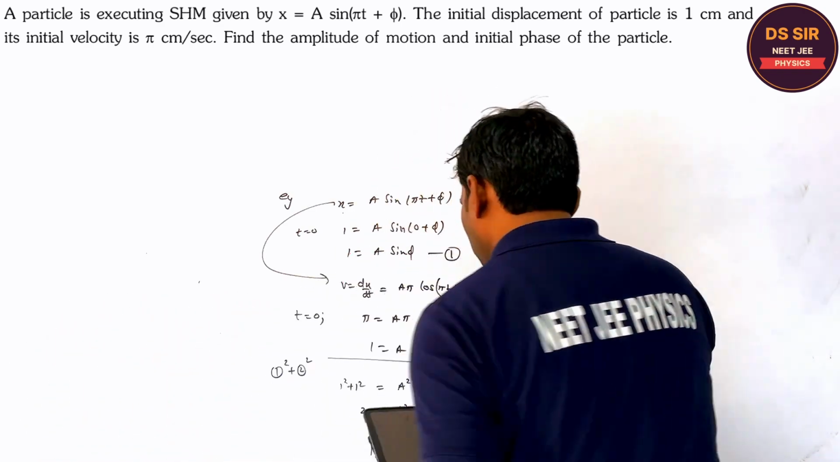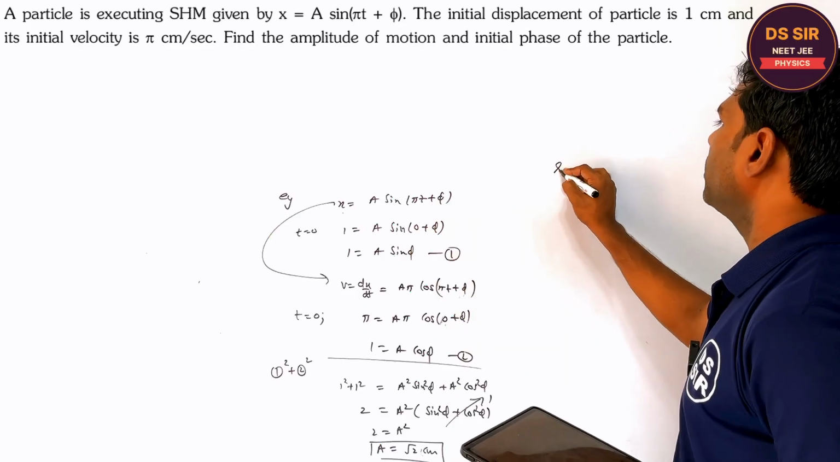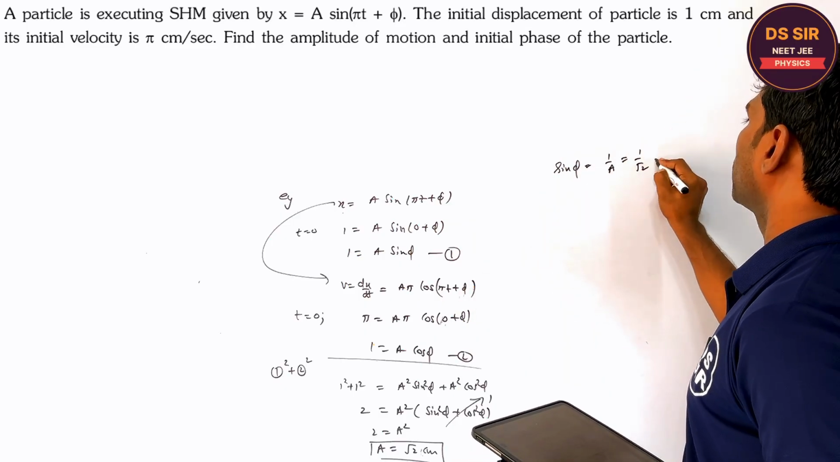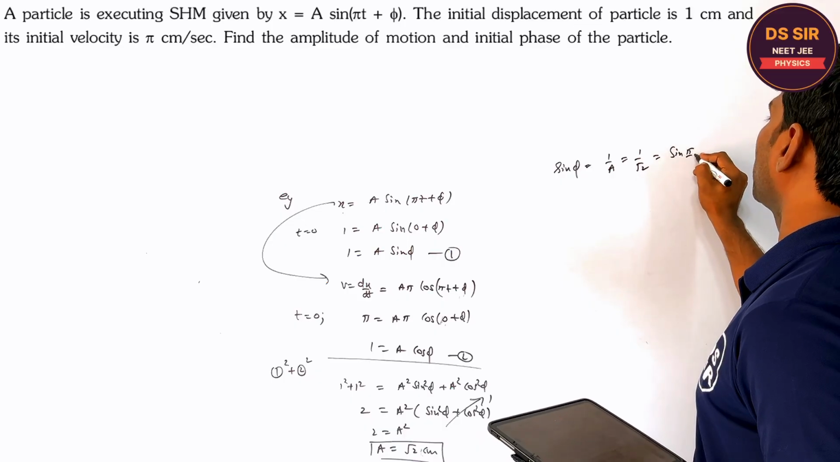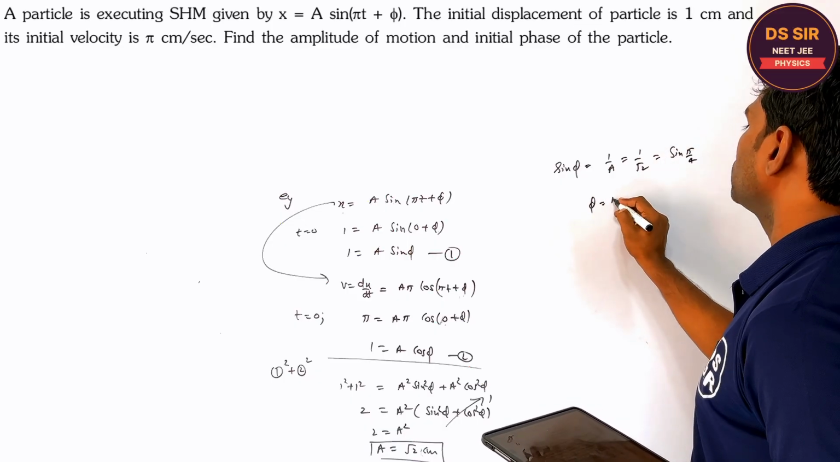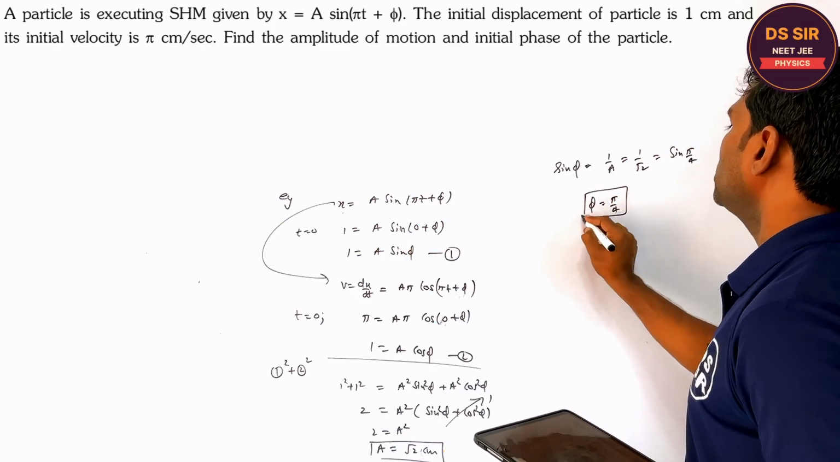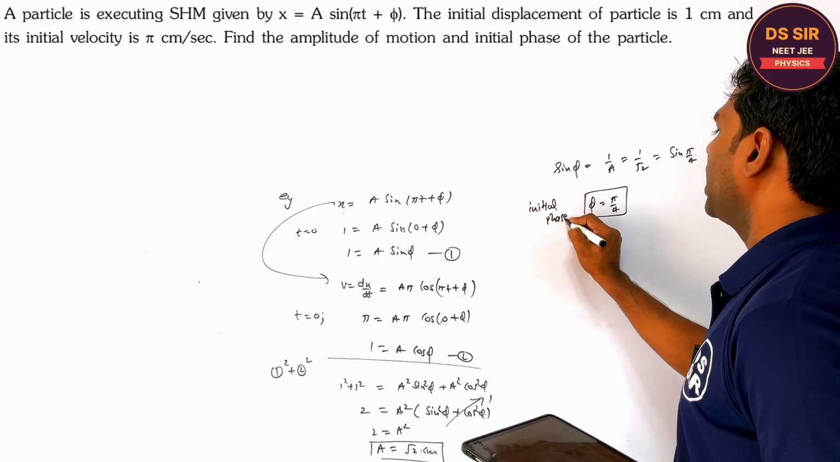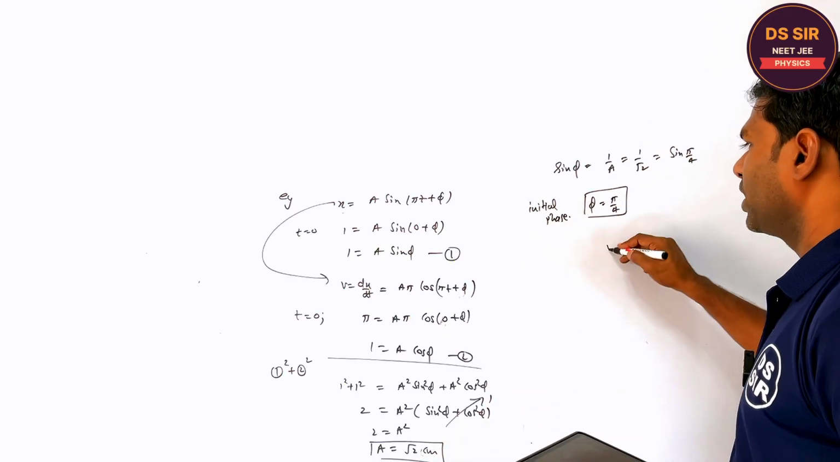Now, if the amplitude is root 2, we can find sin φ is equal to 1 upon A, is equal to 1 upon root 2, is equal to sin π by 4. So φ is equal to π by 4. So this is the initial phase, and this is the amplitude, right?